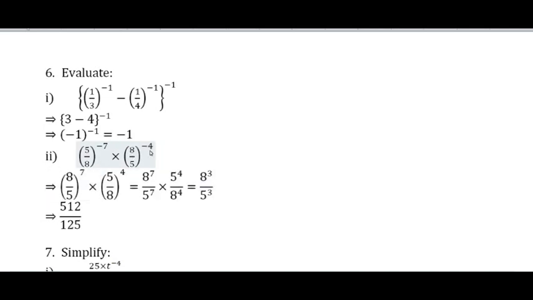So in order to make these into positive exponents, we have to take their multiplicative inverse. Then 5 by 8 will become 8 by 5 to the power 7, and 8 by 5 will become 5 by 8 to the power 3 to the power 4. So make it into the simplification here: 8 to the power 7 by 5 to the power 7 into 5 to the power 4 by 8 to the power 4. With 8 to the power 4, if you cut 8 to the power 4 from here, you will have only 8 to the power 3.